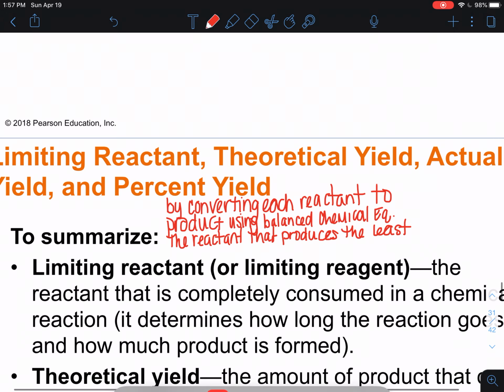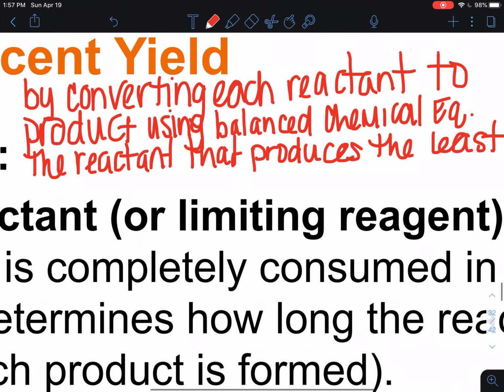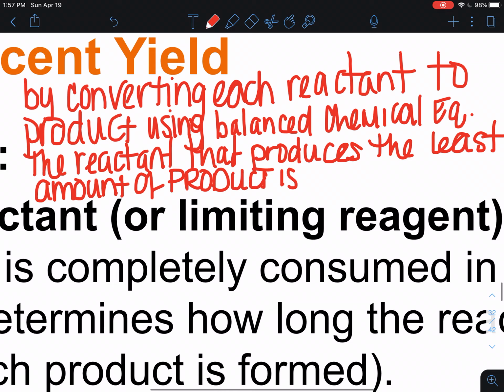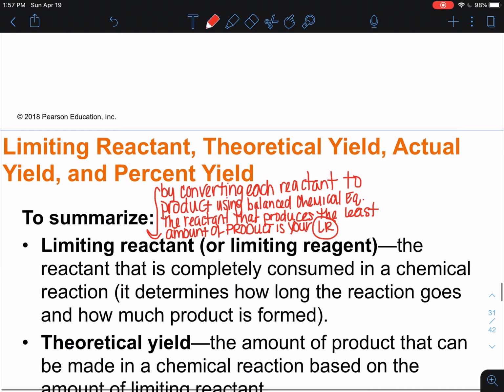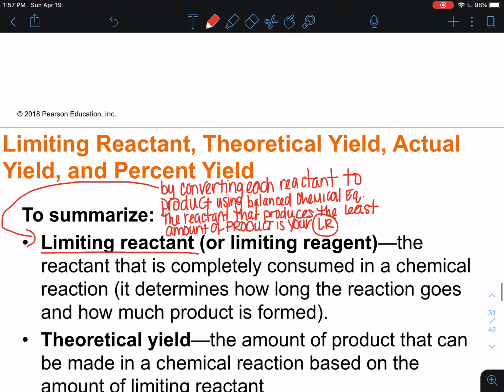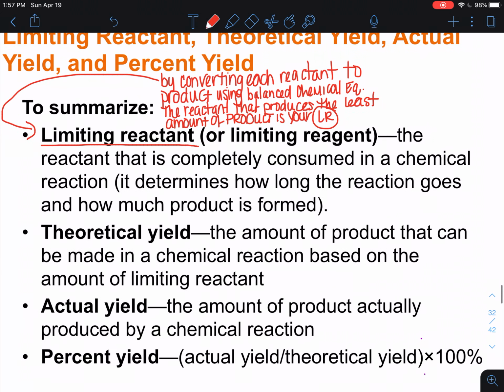So I'm going to zoom in again. Amount of product is your limiting reactant. Okay? So, oh, that's ugly, but that's an arrow. So again, the limiting reactant and that's how you determine it, by converting each reactant to product using the balanced chemical equation. The reactant that produces the least amount of product is your limiting reactant.